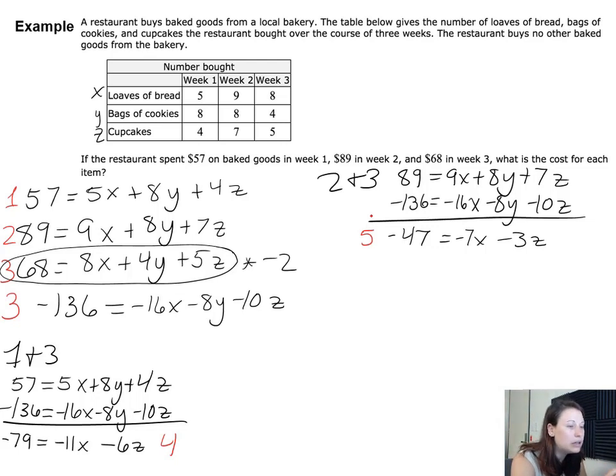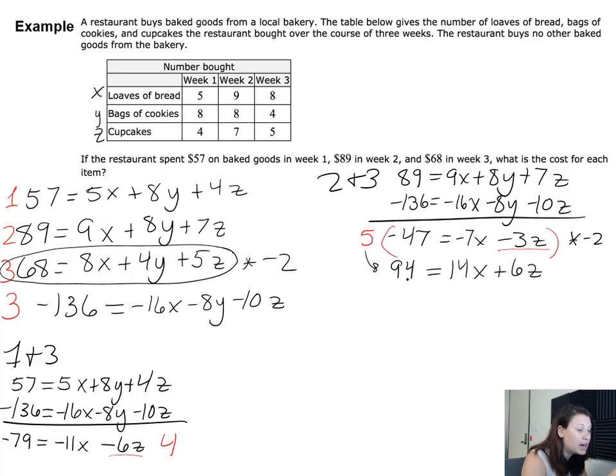So, from this point, then, we can look for the next variable. Well, we have negative 3z and negative 6z. Let's multiply this one by what? Well, we don't want it to be negative anymore because this is already negative. And we want it to be 6, so let's multiply it by negative 2. So our new 5 is 47 times 2 is 94, is equal to 14x plus 6z. So that's 5.